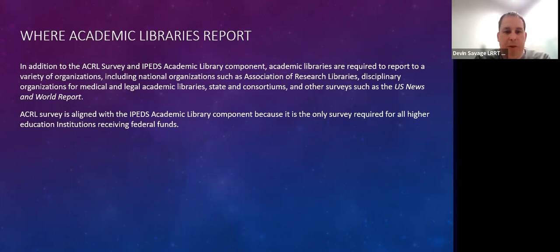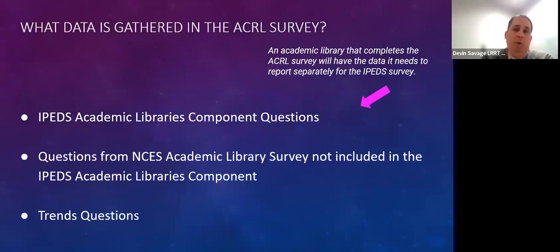And so we have really tried to align with the IPEDS academic library component, because it's the only survey required by all education institutions receiving federal funds. So what do we gather? Well, we have this sort of goal of having one survey, two data sets. So if you do our survey, then you automatically get the data for the IPEDS academic library component questions.